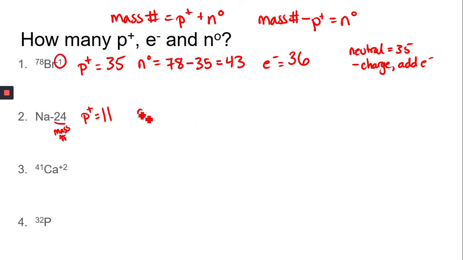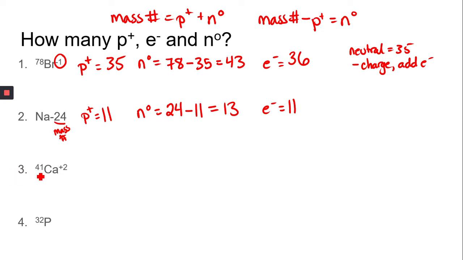To find the number of neutrons, mass number minus protons. This time the mass number is found after the dash. So we would say 24 minus 11, and that would give us 13. Now to find electrons, we'd have to look and see if this is neutral or if there's a negative or positive charge. Because there's nothing written in the upper right-hand corner, there's no exponent in the upper right, this is neutral. So if we have 11 protons, we have 11 electrons, so that each positive cancels a negative.